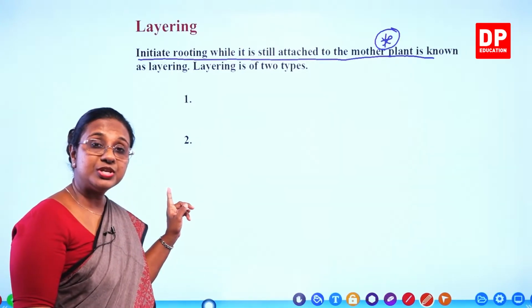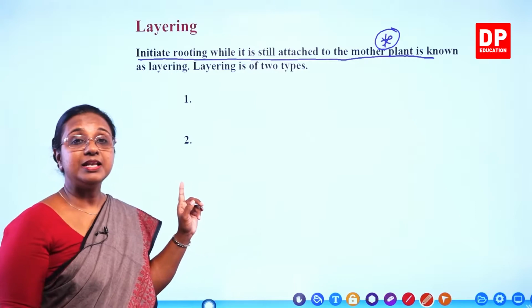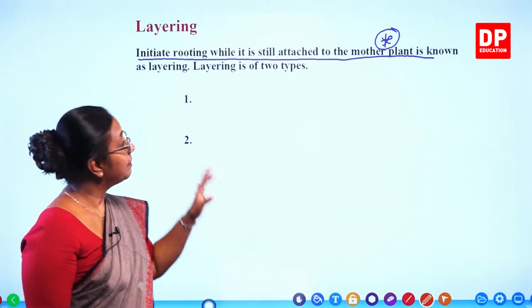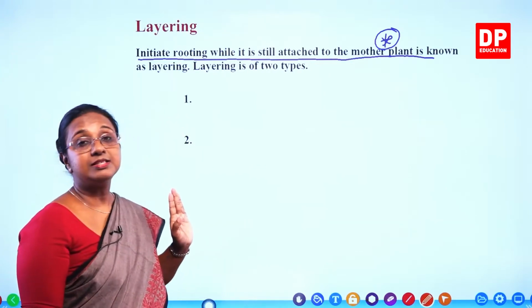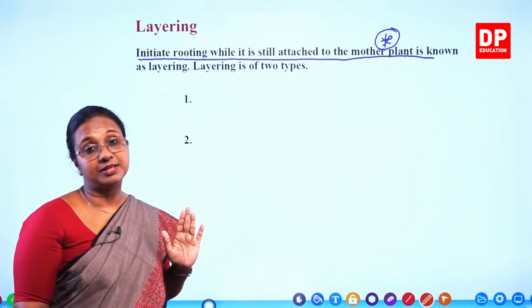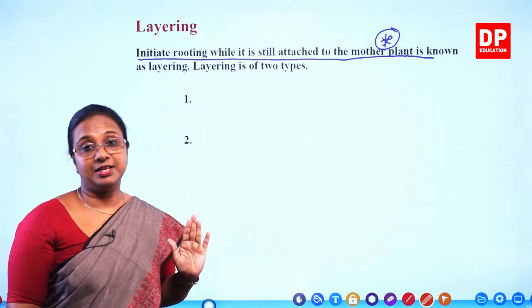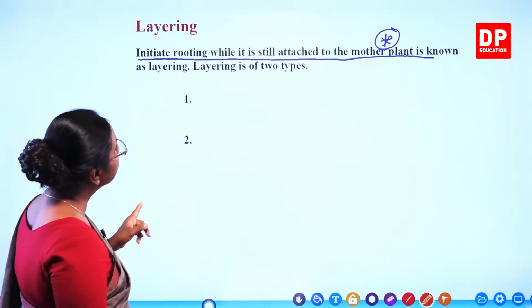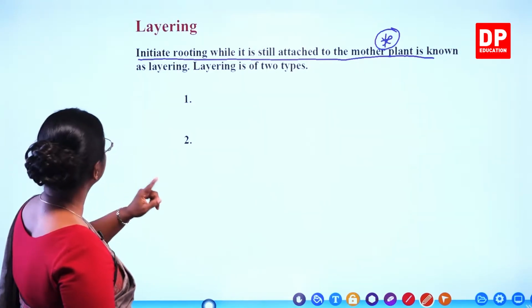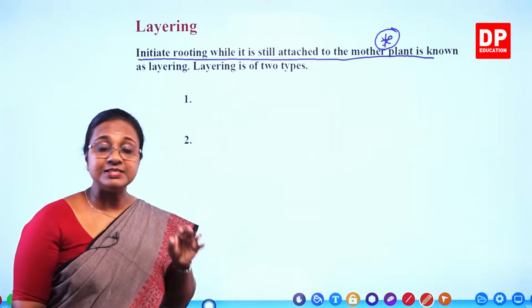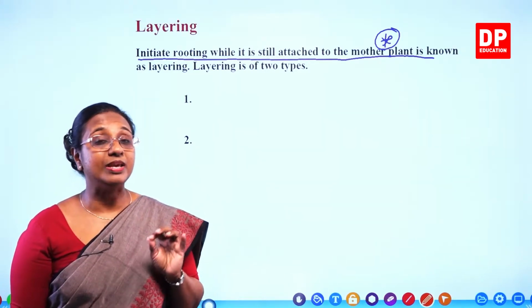In the first process, that is rooting of stem cuttings, roots are formed after replanting the twig. But here, rooting is initiated when the twig is attached to the mother plant. Then we replant it. So, different order. Initiating rooting while it is still attached to the mother plant is known as layering. And layering can be done in 2 methods depending on the twig that we select.